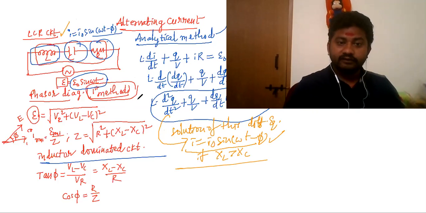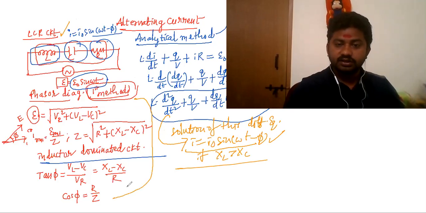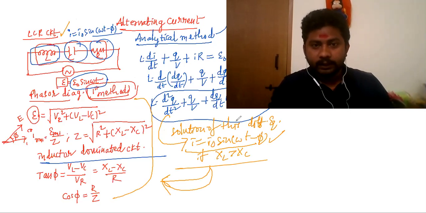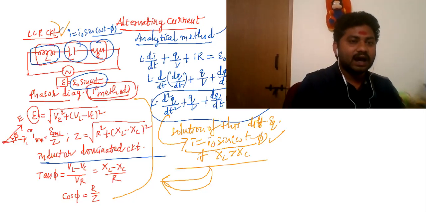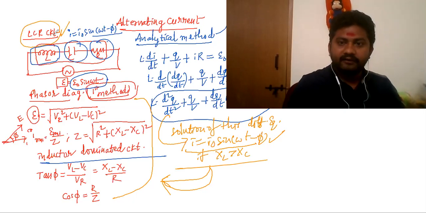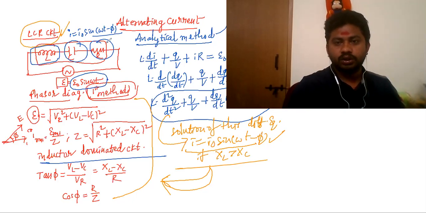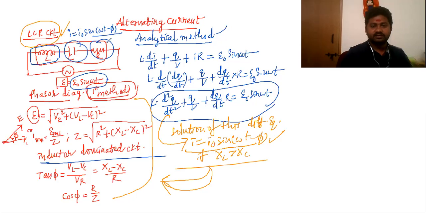So you can also derive all those things. All these things you can also derive from this analytical method. Okay, clear? So this is the concept of LCR circuit. Now, our major focus is about resonance condition. The major focus of ours in this class is resonance condition. So mostly we are focusing on the resonance condition only, my dear students.